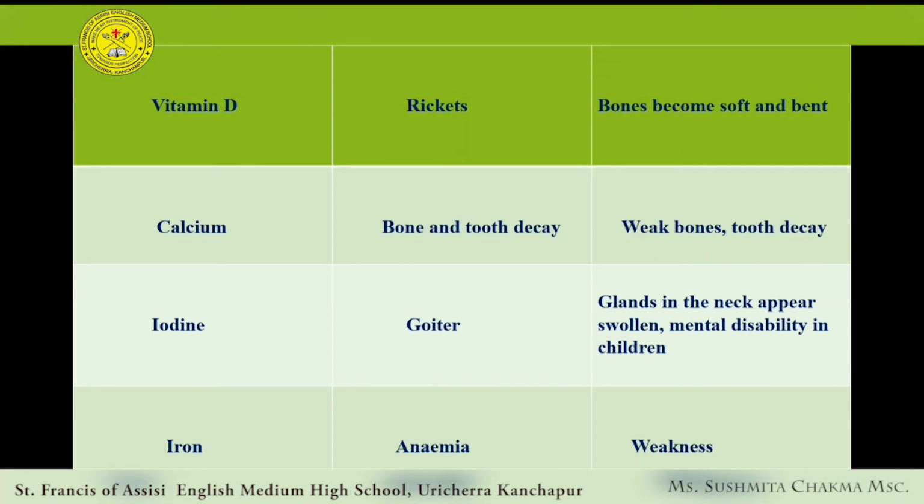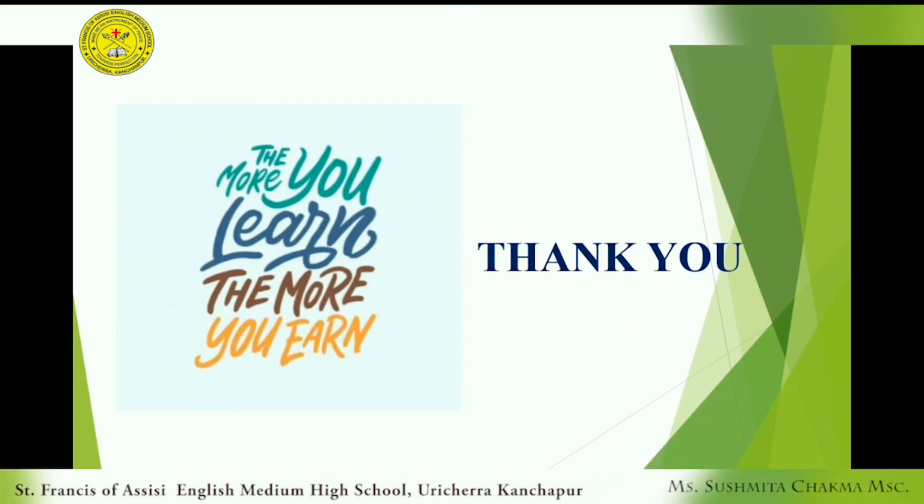Now vitamin D deficiency causes rickets. Symptoms are bones become soft and bent. Now calcium: bone and tooth decay. Symptoms are weak bones, tooth decay. Now iodine deficiency disease is goiter, and symptoms may be glands in the neck appearing swollen, and mental disability in children. Now iron deficiency disease is anemia and the symptom is weakness. So that's all for today.